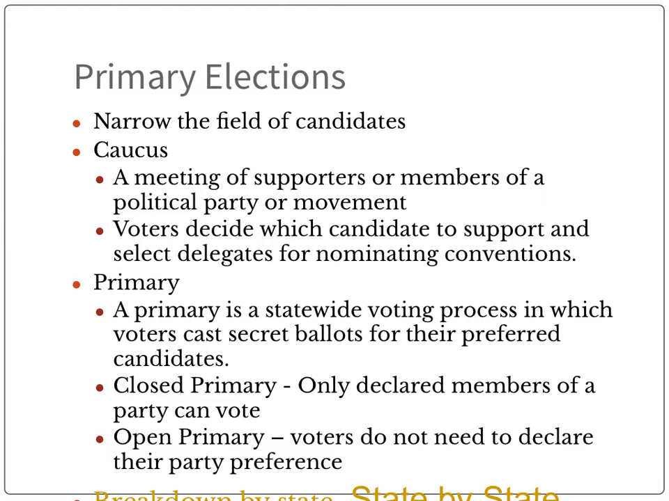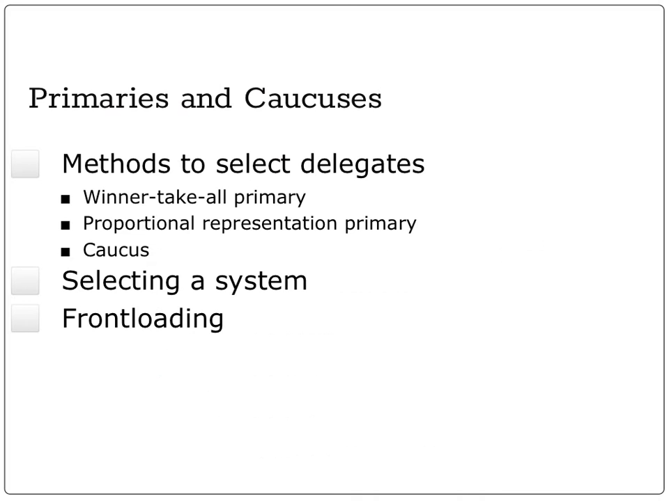There are some variants. Some are partially closed and partially open primaries. So it's different state by state. Hey, why don't you search it? Go out there and search different types of primaries in the United States and you can see what states do. Minnesota is an open primary, so you can choose the ballot that you want. So different states have different rules for the primary and caucuses.